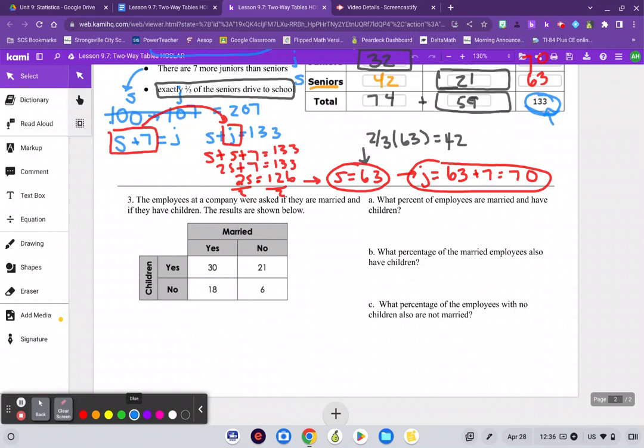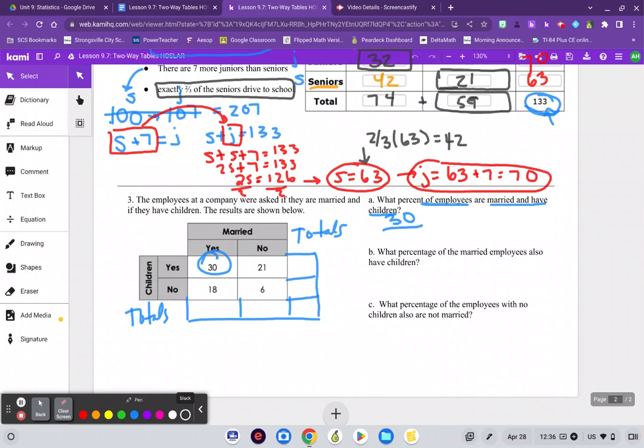It says, what % of employees are married and have children? So what % of employees, I'm looking at all of them, are married and have children? So I'm looking at a yes, yes. 30. But a % is when you take 30 divided by a total. So I need to fill out some totals here. That is what is missing from my table. So I'm going to extend my table here. And I'm going to fill in my table, right?